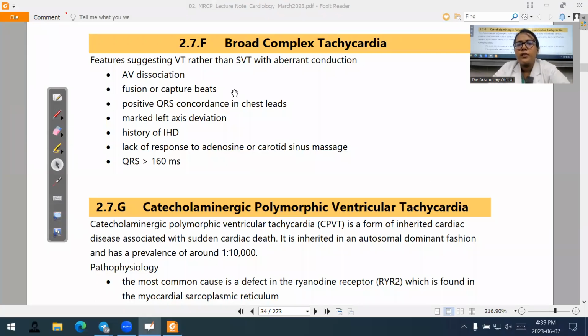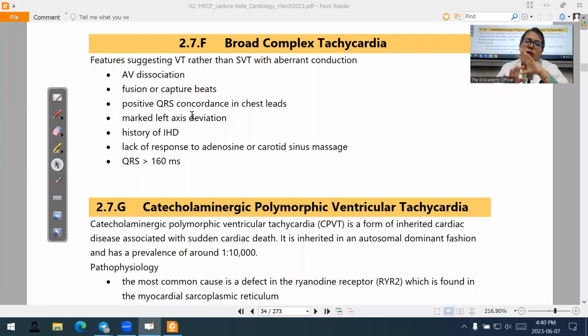So just go through these findings. Sometimes they can give you a true-false question scenario from here, like this patient has blah, blah, blah. So which of the following suggests that the patient is having ventricular tachycardia rather than SVT with aberrant conduction? So you should remember these points.